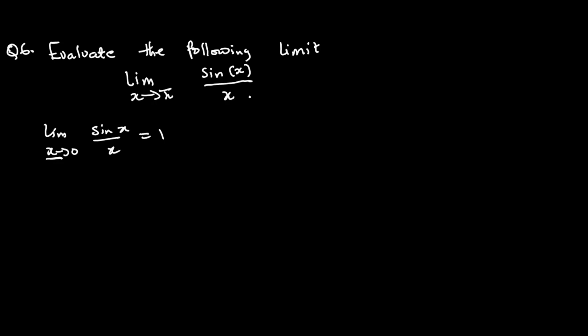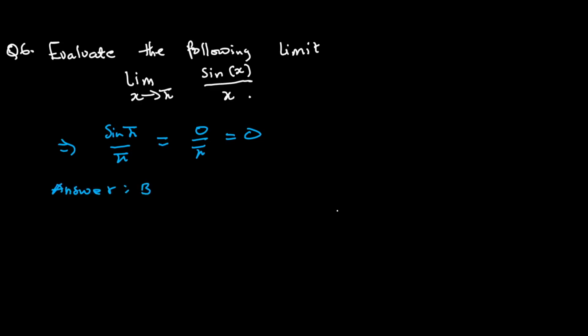If it doesn't work, then we look for an alternative. So the first thing we do is substitute our pi in here to see. So let's do that. If we substitute pi, what are we going to have? We have sine pi over pi, and sine pi is 0. So 0 over pi will be equal to 0. So question 6, the answer B is 0.